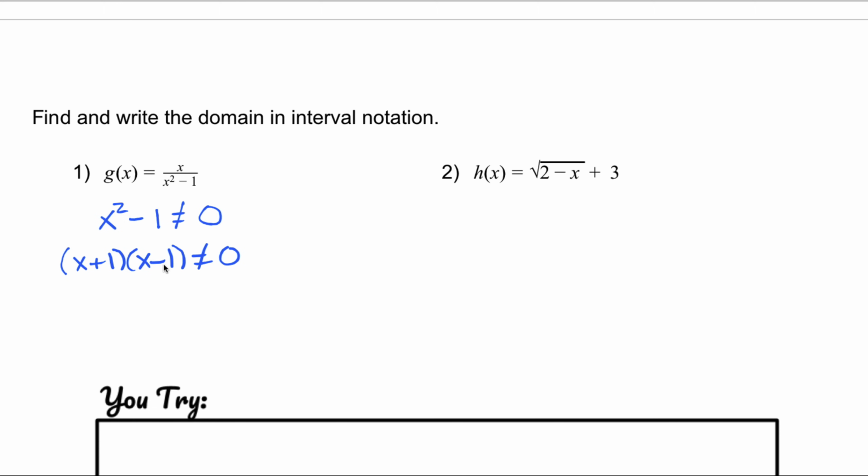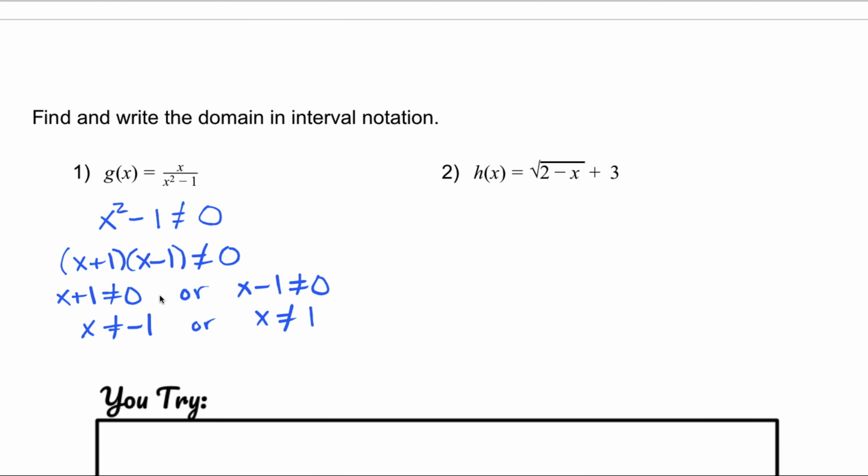So I have this factored form. This means that neither of these factors can be 0. So x plus 1 cannot be 0, or x minus 1 cannot be 0. So that means x cannot be negative 1, or x cannot be positive 1. So that means we have two restrictions.